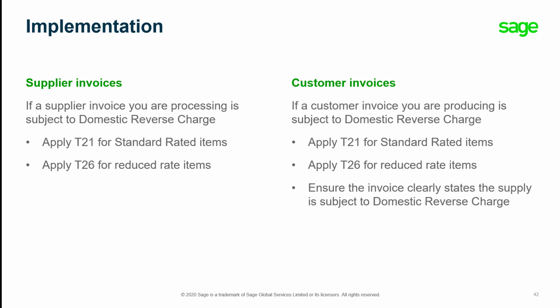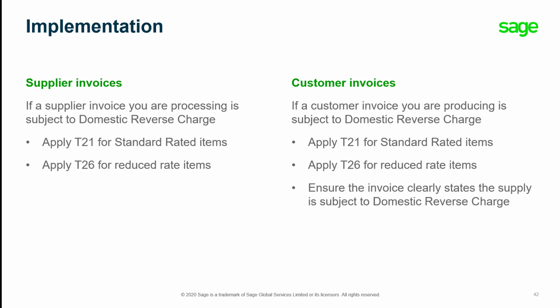T21 is used for your standard rated items and T26 for reduced rated items. By using these tax codes, the VAT return will be impacted correctly for you. Remember, if these codes are already in use, the next available codes will be used instead.